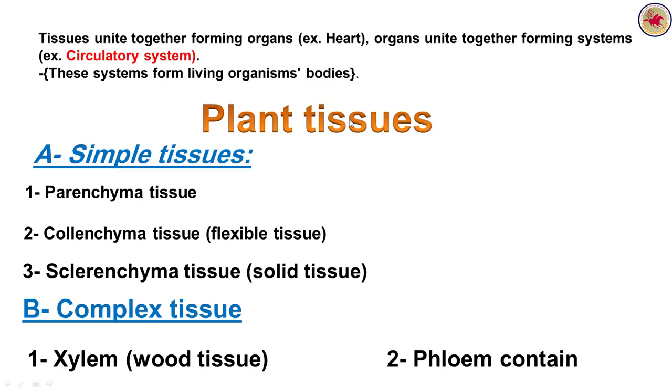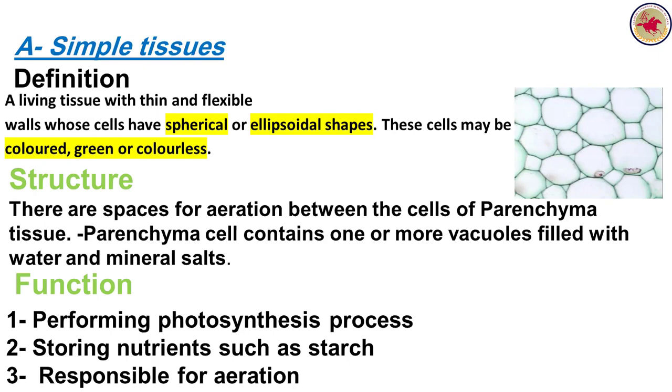The second one, complex tissue. Inside the plant, we have two types of complex tissue. First, xylem or wood. Number two, phloem tissue. Number one, simple tissue. Simple tissue consists of similar types of cells. The first is parenchyma tissue.